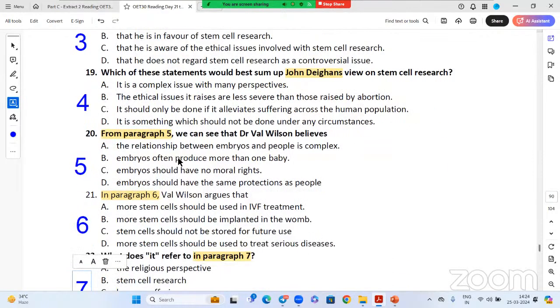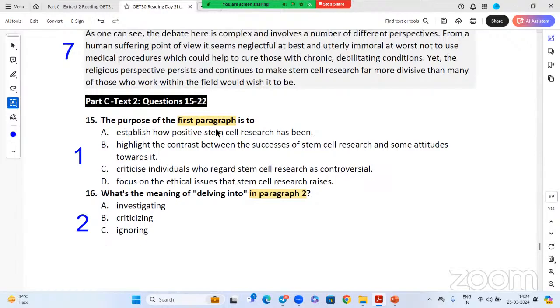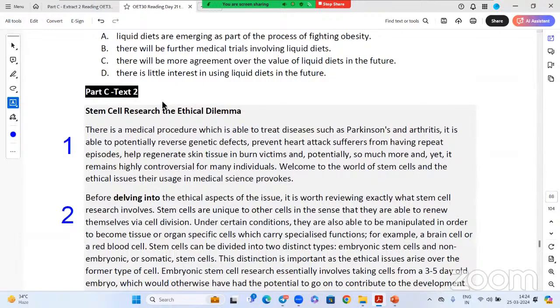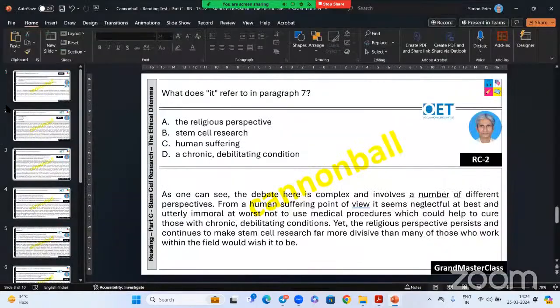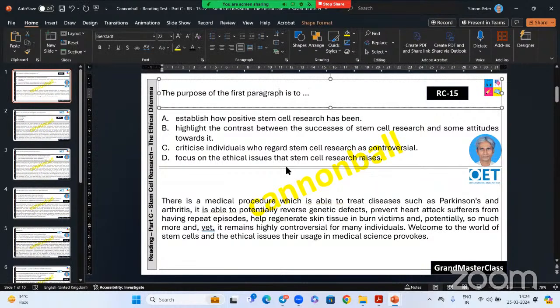Now you can see here very clearly. Based on that one, the purpose of the first paragraph is to... From there, we will go to the first paragraph. Here is the first paragraph. There is a medical procedure. Now what I did, I have given you a slide here. Let me help you out here.